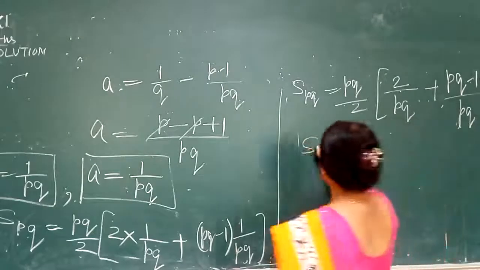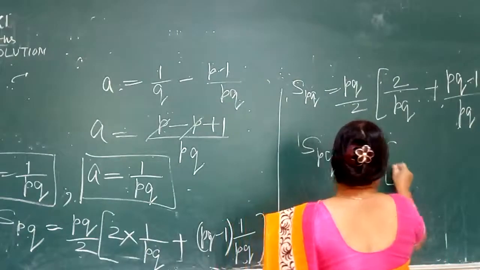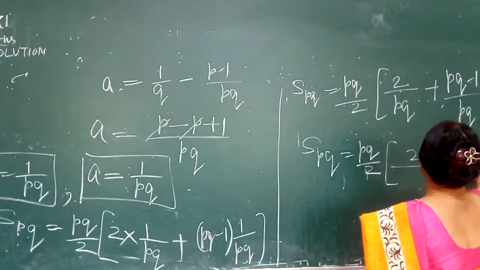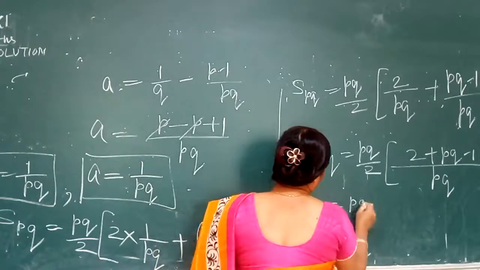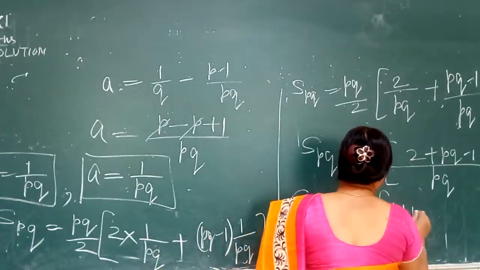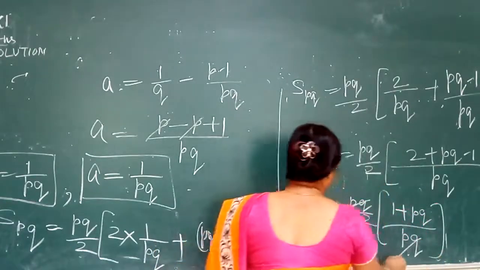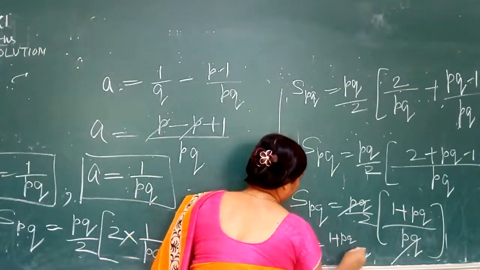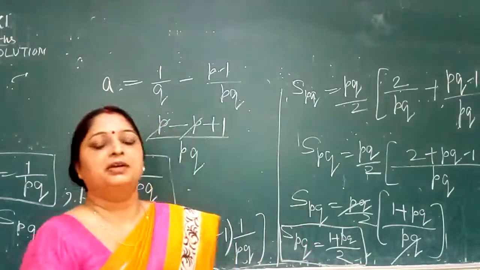So it will come S_PQ is equal to PQ upon 2 into, take LCM, that is PQ, so 2 plus PQ minus 1. After that, PQ upon 2, after subtracting this, it will come 1 plus PQ upon PQ. And this PQ cancels with this PQ. So S_PQ is coming here 1 plus PQ upon 2. This is the required solution of question number 5.